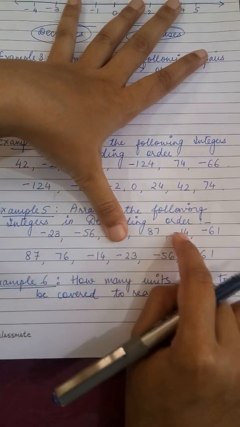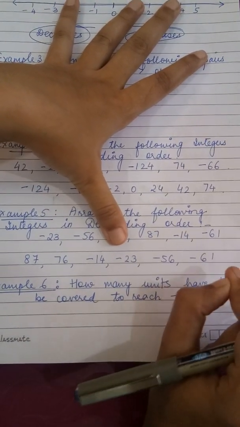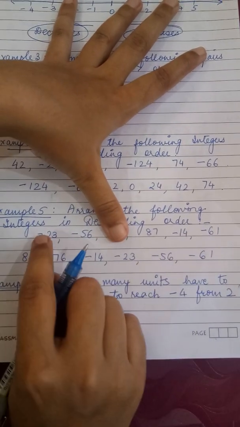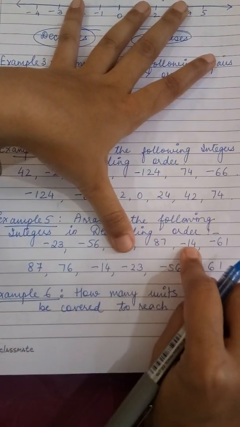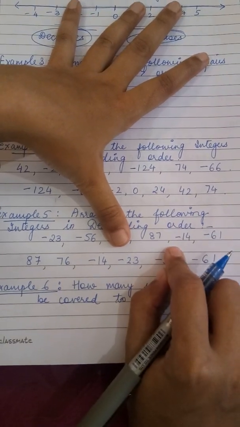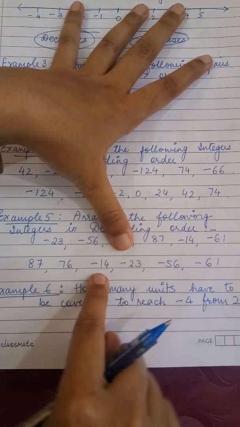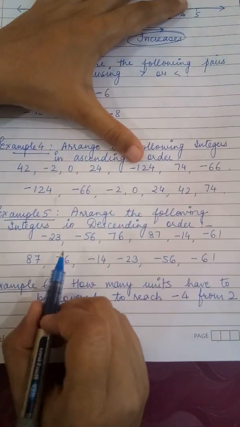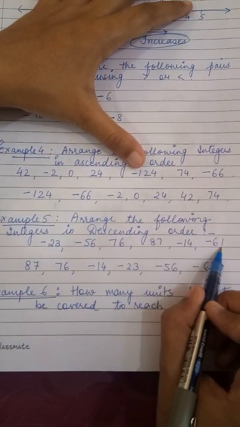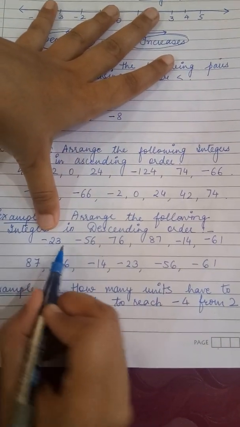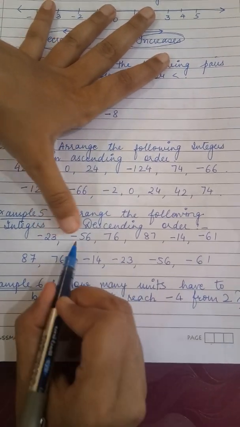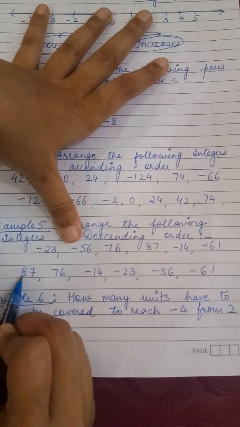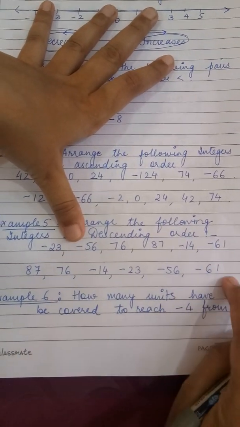Now I'm going to talk about the negative integers. In the negative integers, the smallest number with the negative sign is going to be the greatest. So out of minus 23, minus 56, minus 14 and minus 61, which one is the greatest? Minus 14. So I'm going to write minus 14. Next is minus 23, minus 56, minus 61. Which is the greatest now? Minus 23. So I'm going to write here minus 23. Then minus 56 and then minus 61. So 87 is the biggest and minus 61 is the smallest.